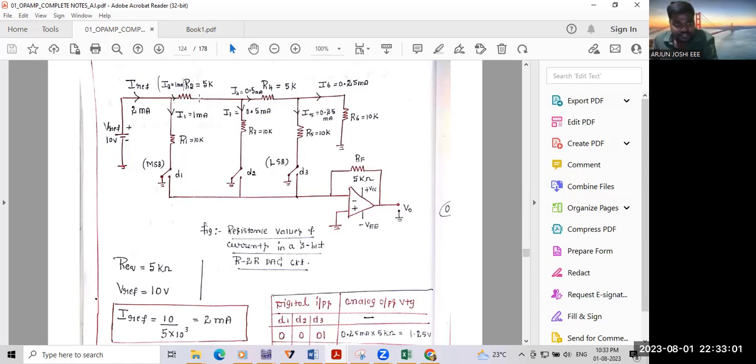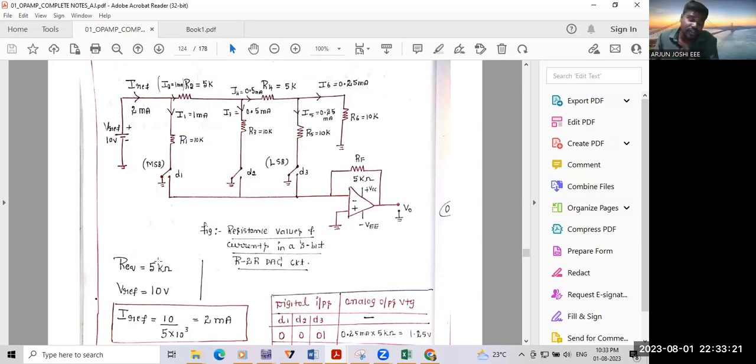For the series resistances, you can take R1 here, R2 here, that is no problem. R2 is 5 kilo, R4 is 5 kilo. R1, R3, R5, R6, the resistances in parallel, are equal to 10 kilo, and Rf is equal to 5 kilo. Rf is the R equivalent resistance, equal to 5 kilo.